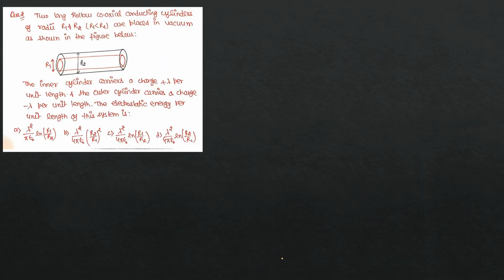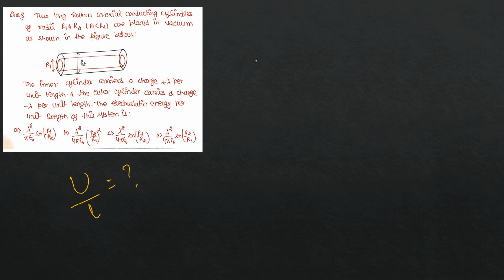Next question. Two long hollow coaxial conducting cylinders of radii R1 and R2 are placed in vacuum as shown in the figure. The inner cylinder carries a charge plus lambda per unit length, and the outer cylinder carries a charge minus lambda per unit length. The electrostatic energy U per unit length of the system is how much? That is asked in the question.